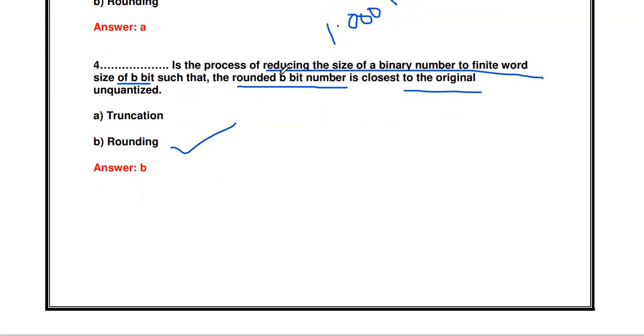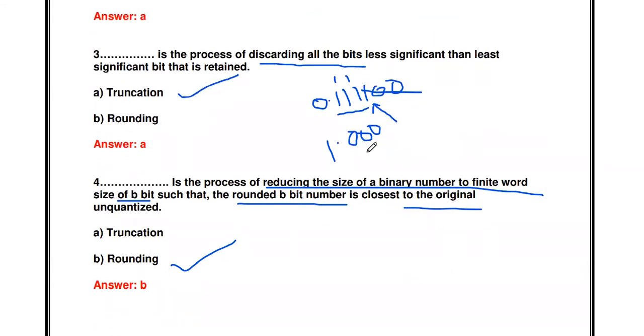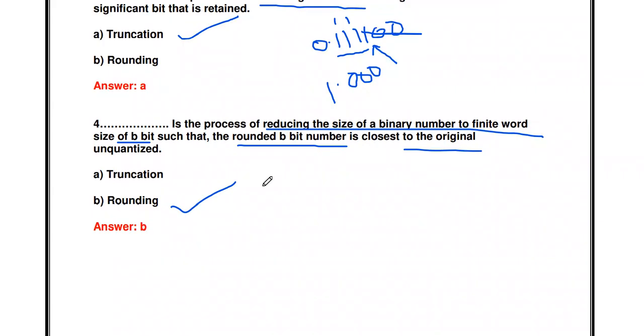The rounding process is also a process of reducing the size of a binary number to b bits, but the rounded b-bit number is closest to the original unquantized value. When compared to the truncation process, in the rounding process we get the minimum amount of quantization error. Quantization error means the difference between the quantized output and the unquantized input. In truncation we get more quantization error; in rounding we get minimum error.